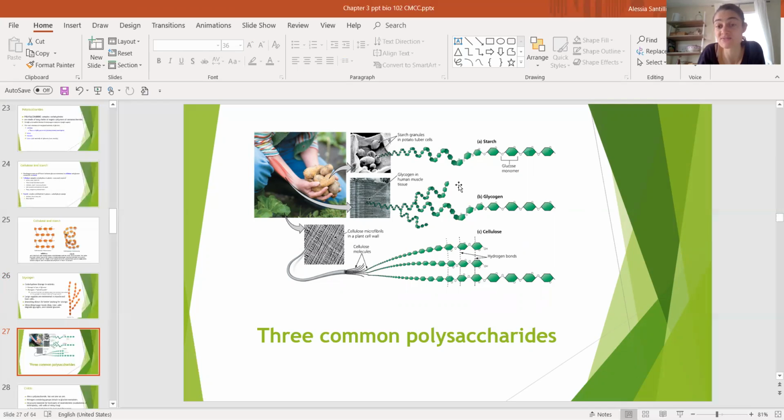And then glycogen is found in animals. If you can see, this arrow points to the actual human being. It's found in animals, and this is also our storage, our carbohydrate storage.